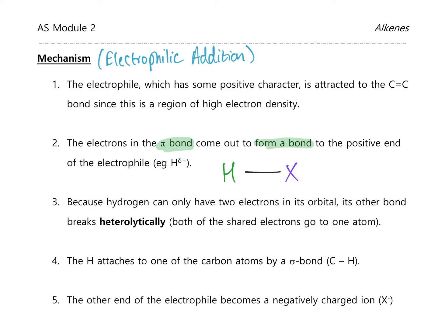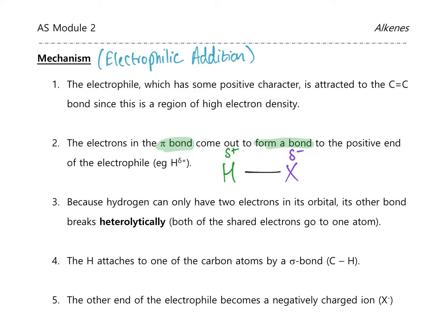Let's imagine our electrophile is a hydrogen halide, like we saw as one of our examples on the previous page, with the hydrogen being slightly positive and the halide ion, or the halogen atom within that molecule, being slightly negative. So the pi bond is breaking and forming a bond with the delta positive hydrogen, and essentially that's forming a bond with the hydrogen. And we know that hydrogen can only form one bond because it can only have two electrons in its orbital, and that brings us on to step number 3. Because it can only have two electrons in its orbital, its other bond breaks heterolytically. In other words, both of the shared electrons go to one atom.